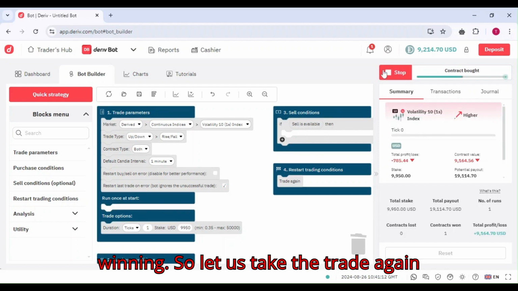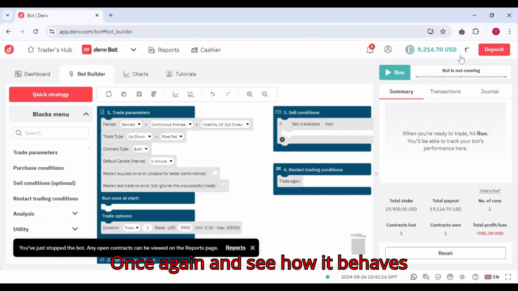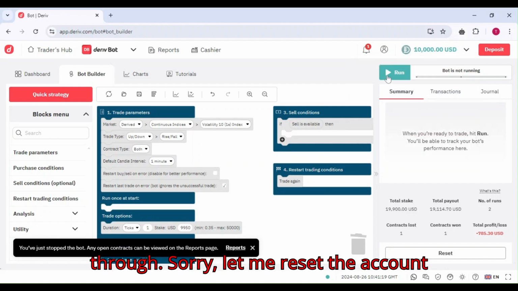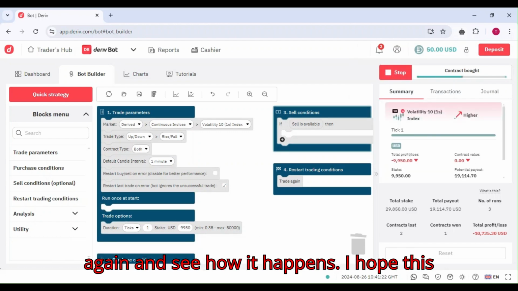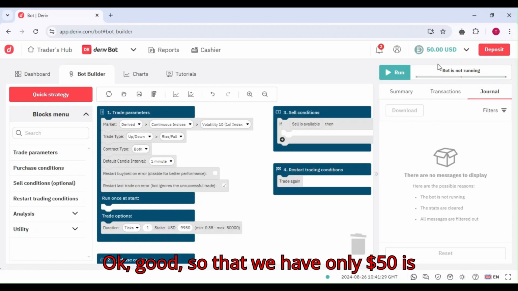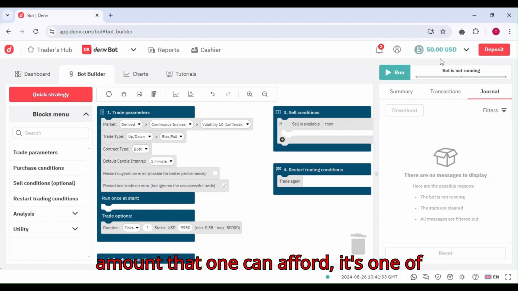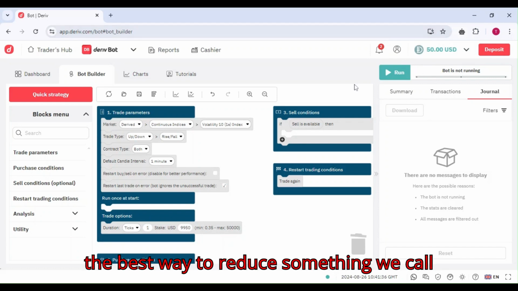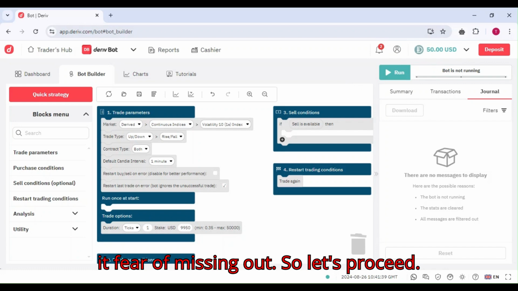So let us take the trade again by resetting once again and see how it behaves. Sorry, let me reset the account again and see how it happens. I hope this time it will work as we wish it to. Okay, good. So we have only $50 here. So it is practicing with this amount that one can afford. It's one of the best ways to reduce what we call fear of missing out.